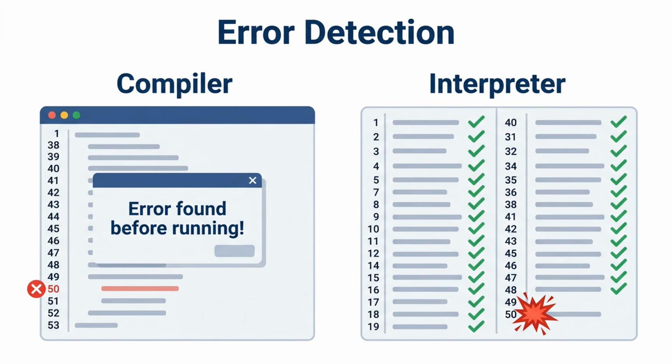Here's another important difference: when errors are found. With a compiler, it checks your entire code before anything runs. So if there's a syntax error on line 50, the compiler will catch it and refuse to produce an executable until you fix it. You see all errors up front. With an interpreter, errors are found as the code runs. So if there's a bug on line 50, your program will run lines 1 through 49 just fine, and then crash when it hits line 50. This can make debugging tricky because errors appear at runtime, not before.